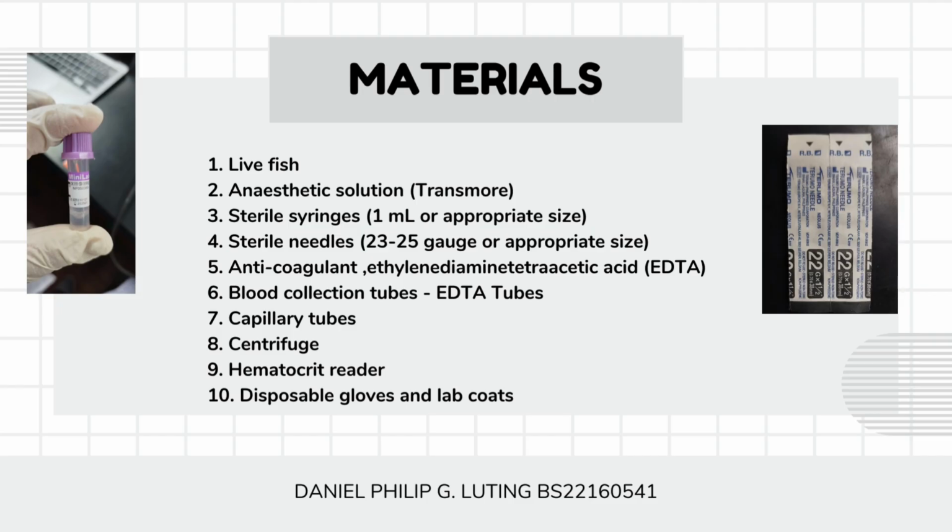We move on to the materials for this lab. We have 10 different materials that we use. Firstly, we have the live fish. Next, we have the anesthetic solution. We use Transmo. We have the sterile syringes and the sterile needles. We have the anticoagulant, which is the EDTA, and the blood collection tube, which contains the EDTA. We have the capillary tubes, the centrifuge, the hematocrit reader, and finally we have disposable gloves and lab coats.